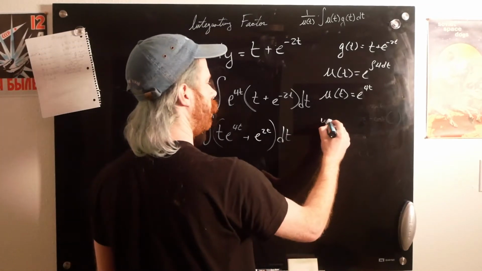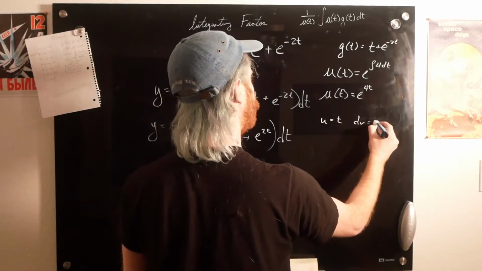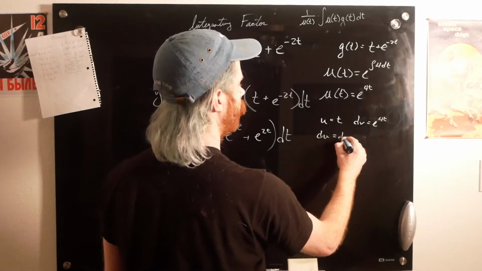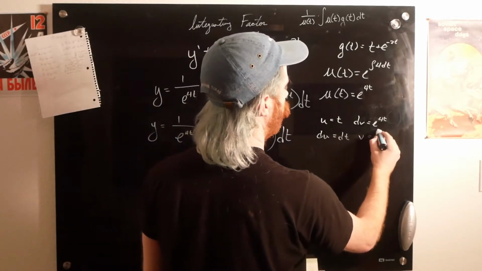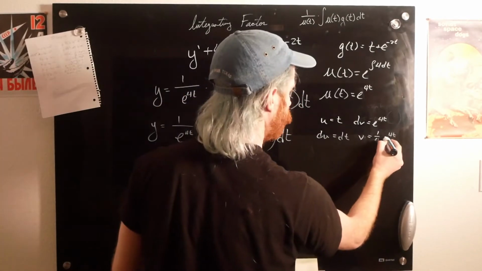So we can set u equal to t and dv equal to e to the power of 4t, du equaling dt because we take the derivative of u, and then v equaling 1 over 4 e to the 4t.